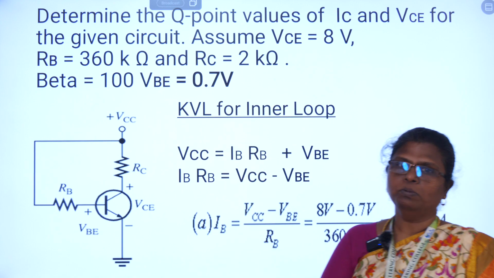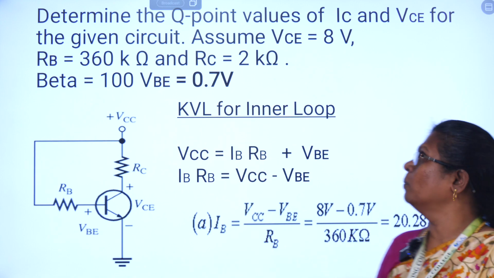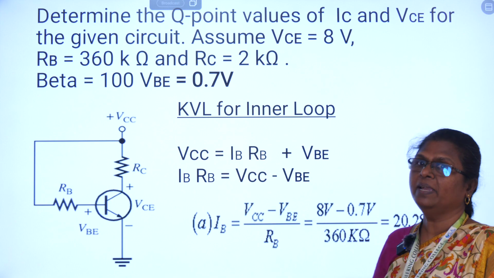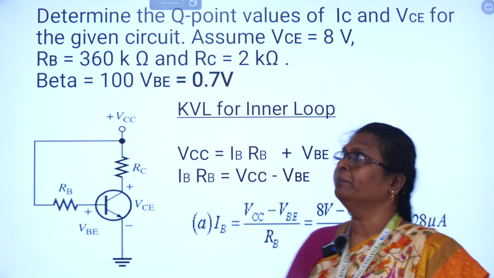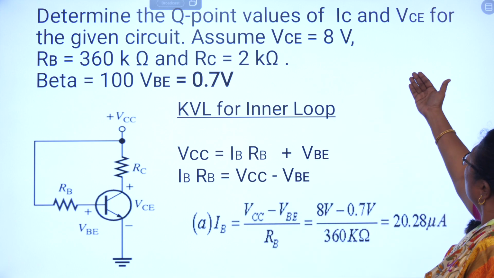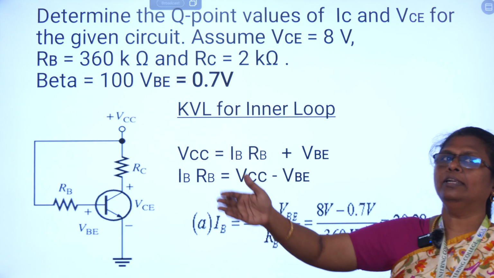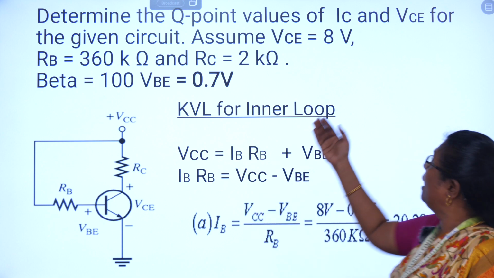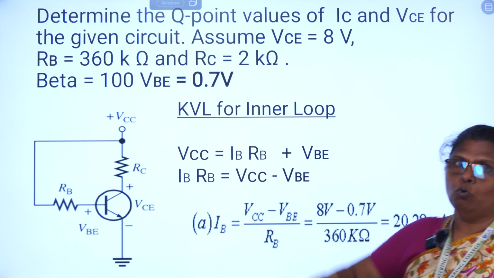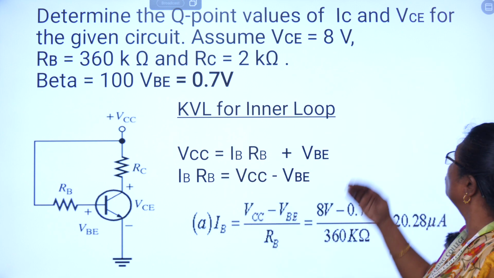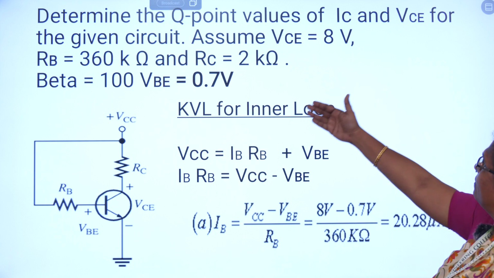So let us take a problem and try to solve it. Determine the Q point. The main objective is to determine the values of IC and VCE for the Q point. So we are going to determine the collector current and the collector to emitter voltage for the given circuit.